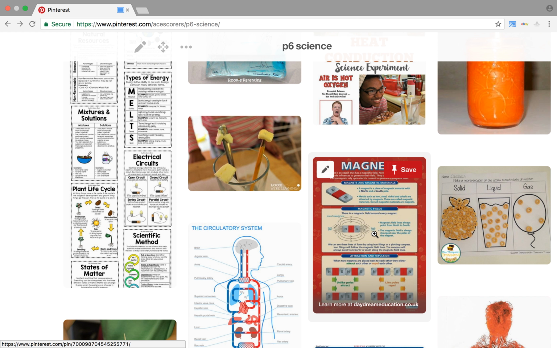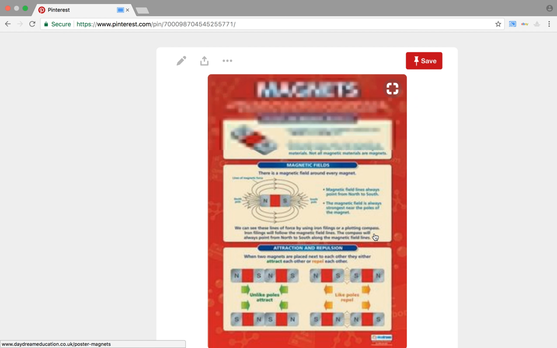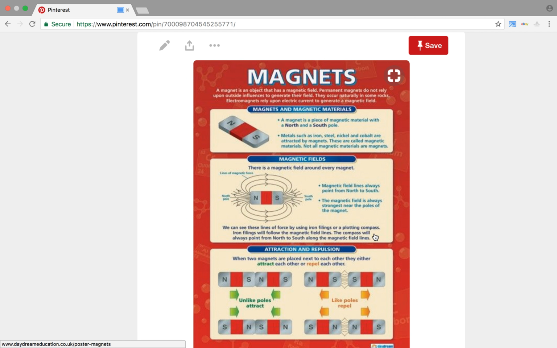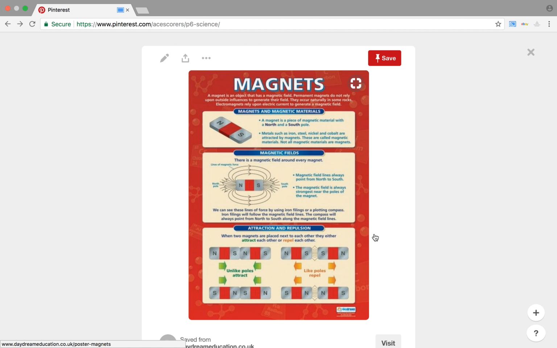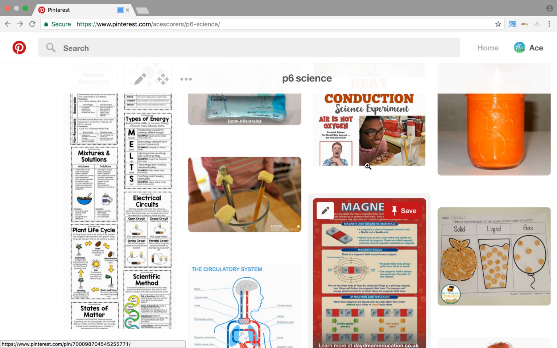Okay, next, magnets. I think you all know this, right? What's the only way to test that something is a magnet? It must repel. If it doesn't repel but it attracts, there are only two possibilities. What are the two possibilities? It's a magnet or it is a magnetic material. So only when it repels is it confirmed to be a magnet. Okay, next.